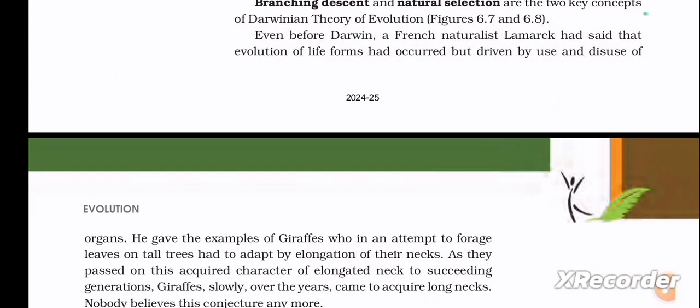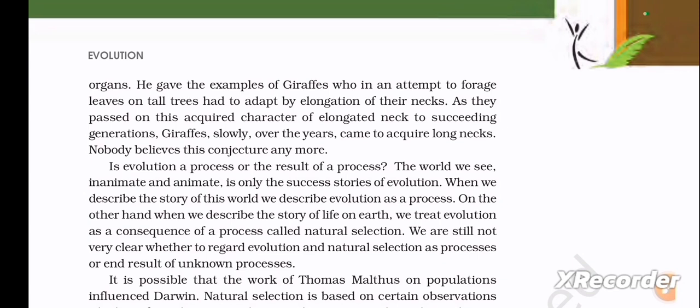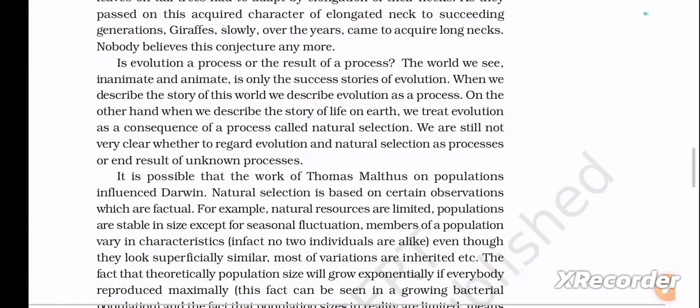Even before Darwin, a French naturalist, Lamarck, had said that evolution of life forms had occurred but driven by use and disuse of organs. He gave the examples of giraffes, who in an attempt to forage leaves on tall trees had to adapt by elongation of their necks, as they passed on this acquired character of elongated neck to succeeding generations. Giraffes slowly over the years came to acquire long necks. Nobody believes this conjecture anymore.